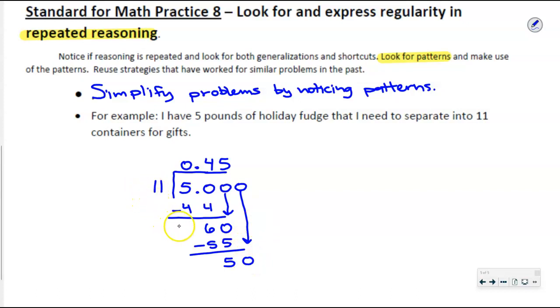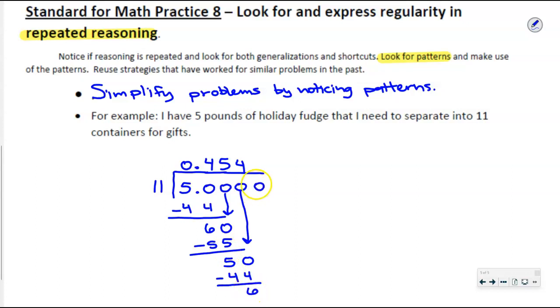All right. I have 50 things that I'm going to split up into 11 containers. How many can go in each container? You get the idea, right? You're already seeing it, and that's the point of this. Do you want to continue dividing forever and forever for the rest of your life? Because this is never going to end, right?